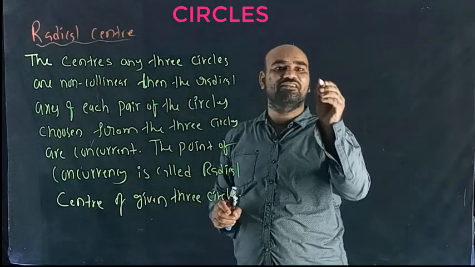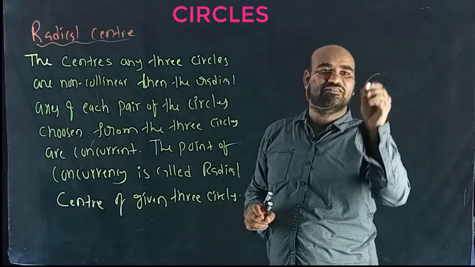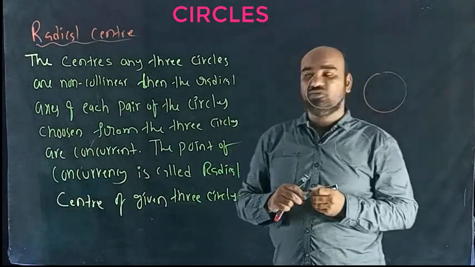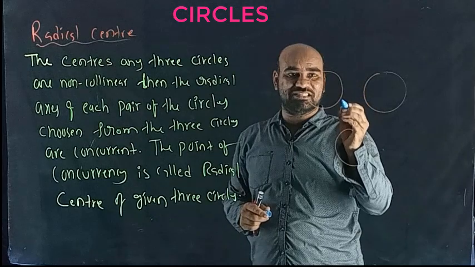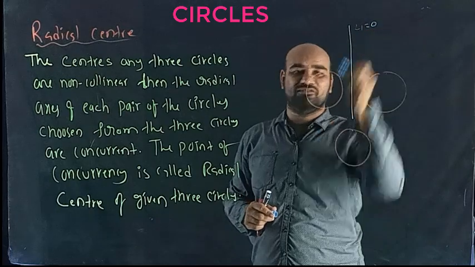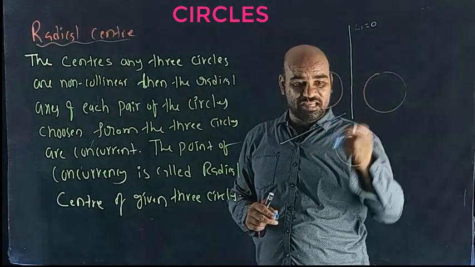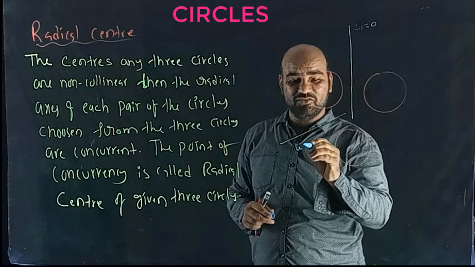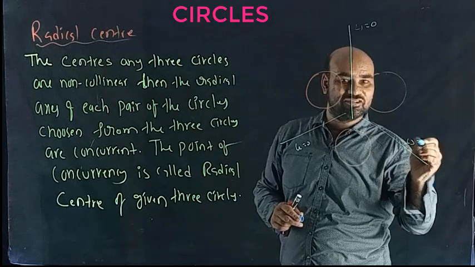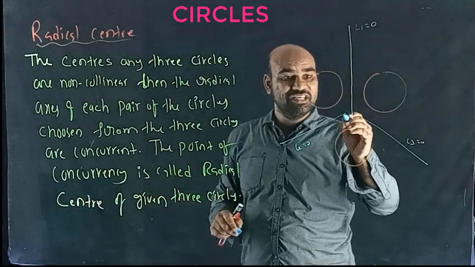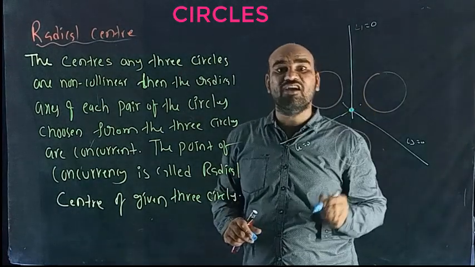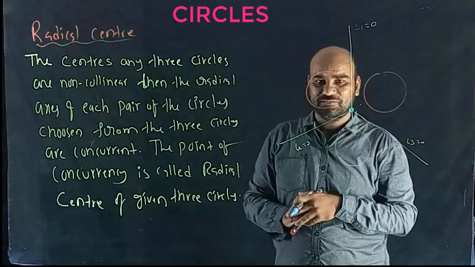I will explain here. Three circles are given. Assume that these three do not touch each other. So what is the meaning of this? Pairwise radical axis. This is the radical axis of these two circles, say L1 equal to 0. This is the radical axis of these two circles, say L2 equal to 0. This is the radical axis of these two circles, say L3 equal to 0. According to this definition, these three are concurrent lines. The point of concurrency is called the radical center of these three circles.